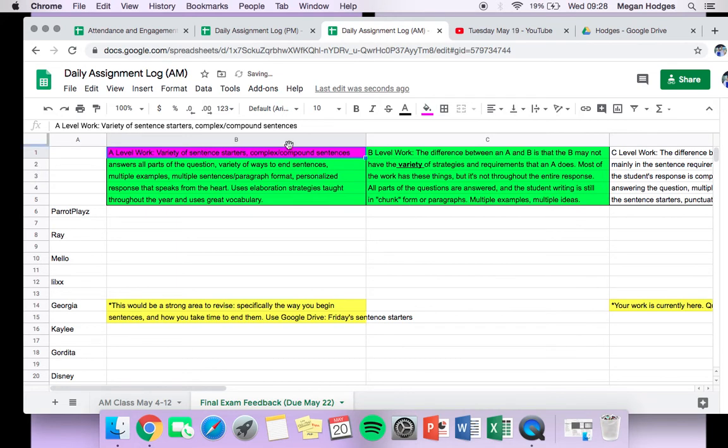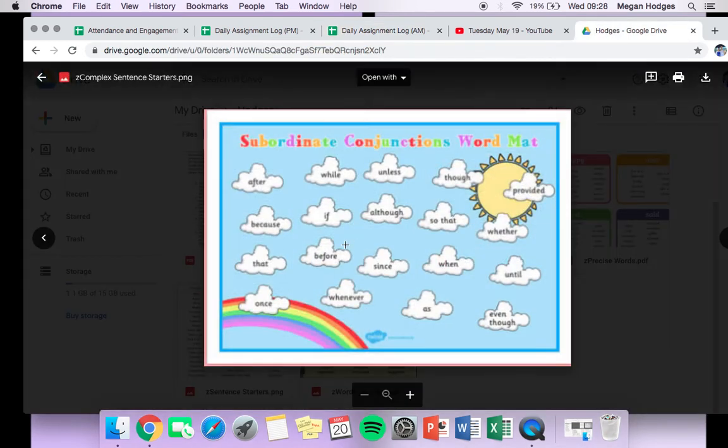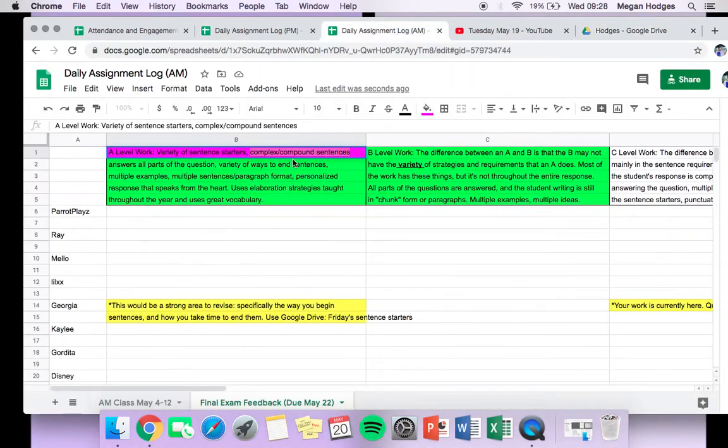Now, complex and compound sentences are made when you use what's called a conjunction, and that's why this mat is here to help you. So instead of just starting your sentences with the, it's using the word because in a sentence, or starting a sentence with the word if, or using the word unless. So I'm going to be looking at, are you using these in your writing? That's how you do complex and compound sentences.